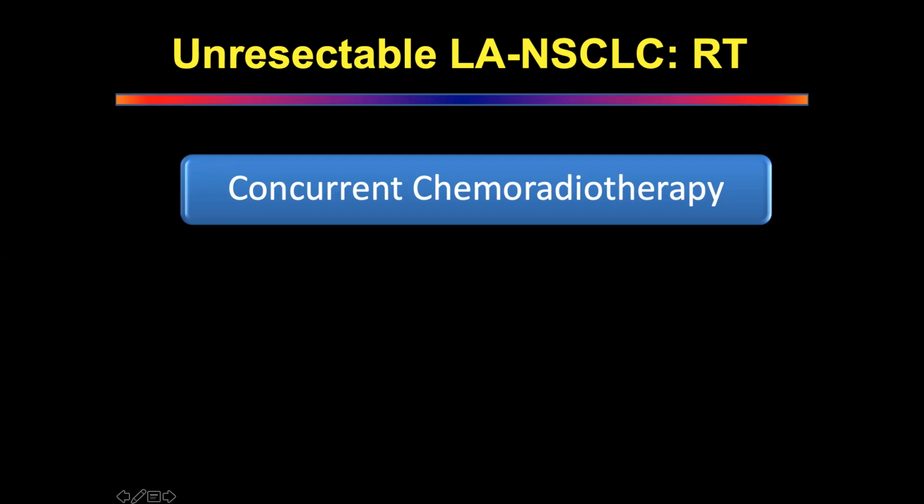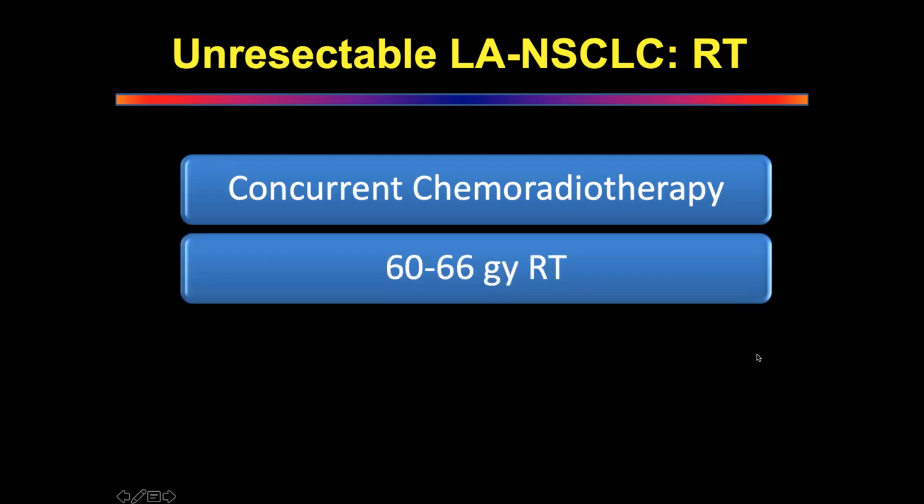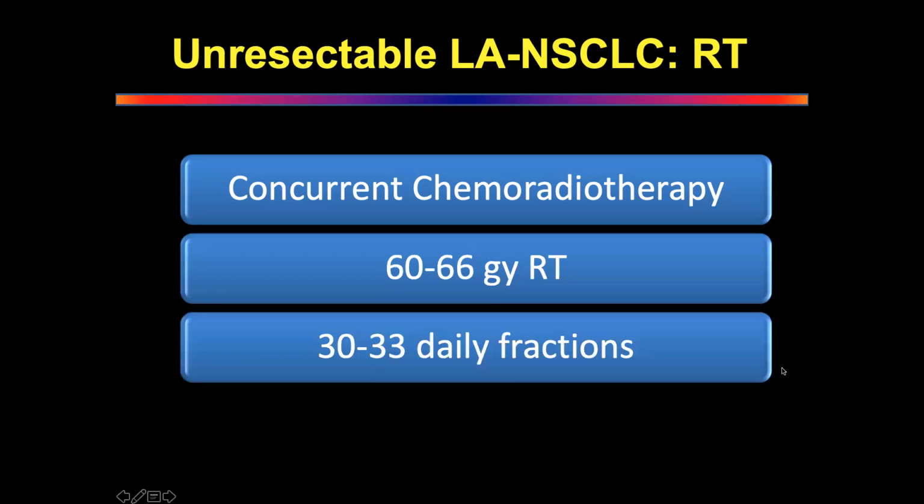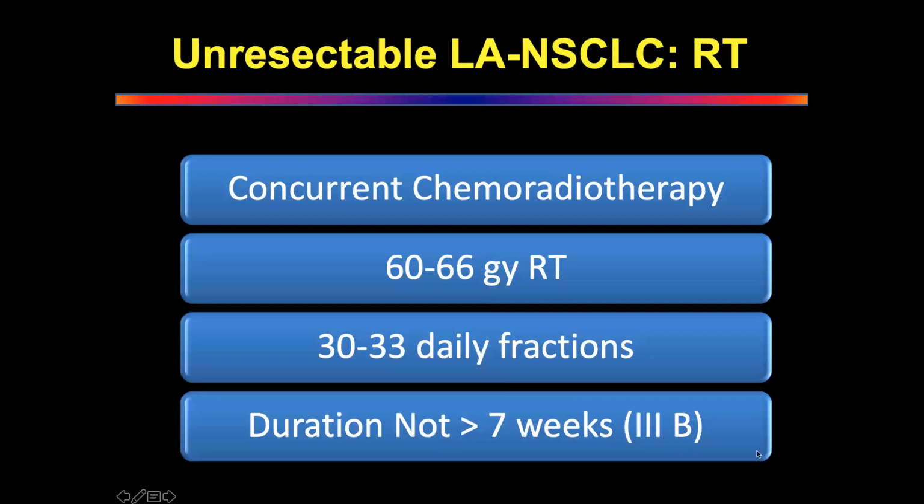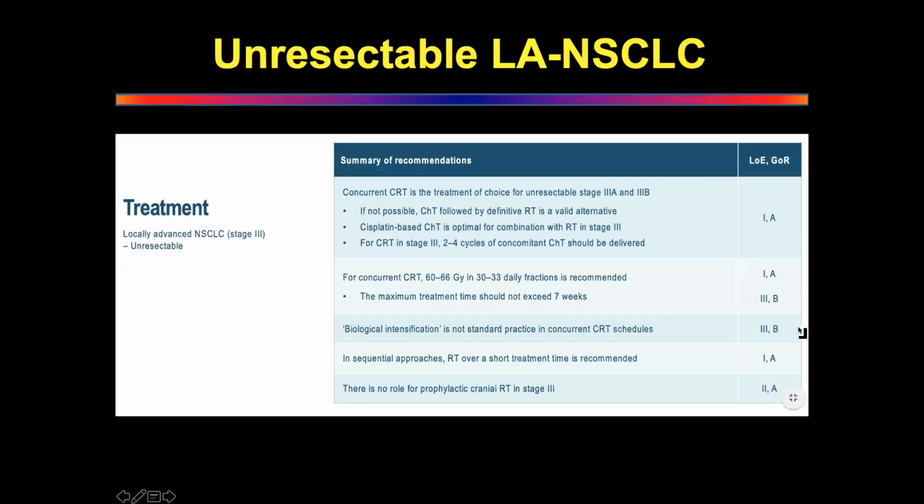Okay, so let me go through this one by one. 60 to 66 gray radiotherapy. This is the answer you have to give in an exam when you're asked about radiotherapy when it is concurrent with chemotherapy. So 60 to 66 grays, 30 to 33 daily fractions, and the duration should not exceed more than 7 weeks. Is it easy? Yeah, very clear. There is no confusion in these things. I'm giving you the points as they are. All right. Good.